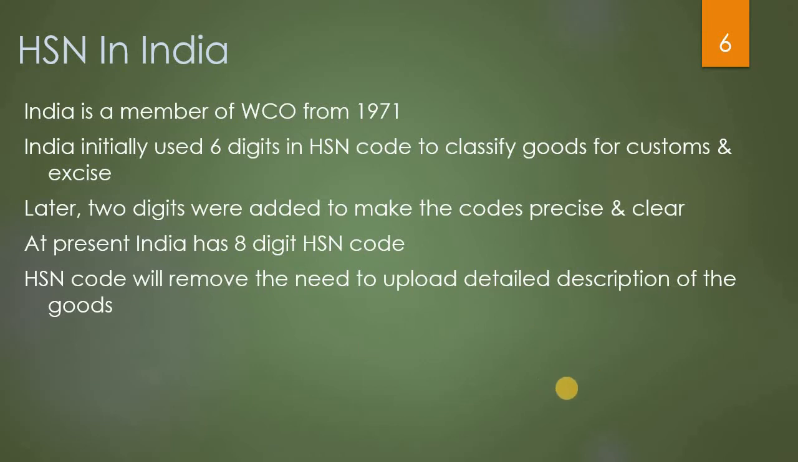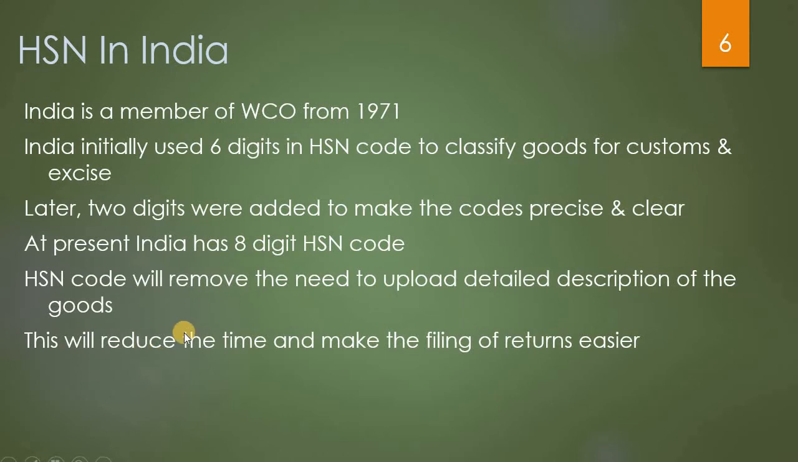In GST also it will help everyone to identify what type of goods or products you are supplying. There is no need to have a description about the goods in the GST invoice. You can just mention the HSN code. By entering the HSN code you can get a detailed description of that good.